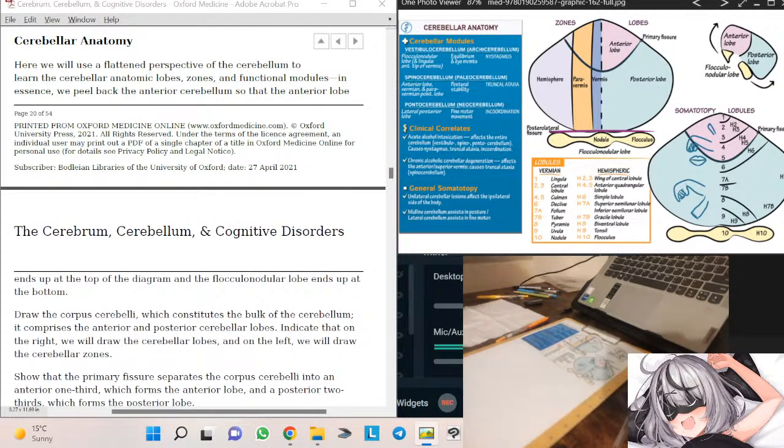Cerebellar anatomy. Here we will use a flattened perspective of the cerebellum to learn the cerebellar anatomic lobes, zones, and functional modules. In essence, we peel back the anterior cerebellum so that the anterior lobe ends up at the top of the diagram and the flocculonodular lobe lands at the bottom. Draw the corpus cerebelli, which constitutes the bulk of the cerebellum.